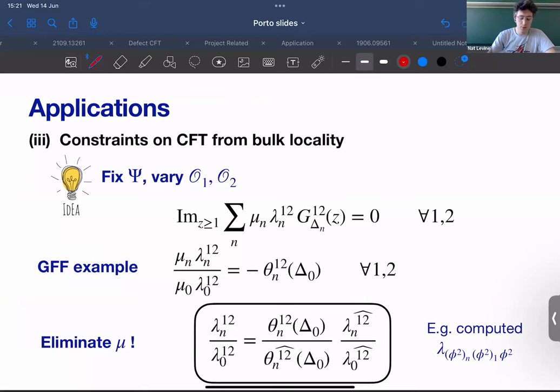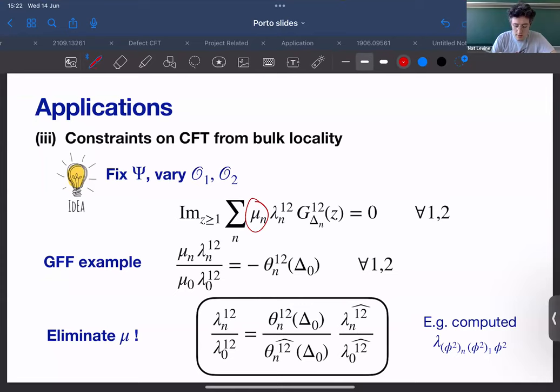So another application we considered is, rather than thinking about these sum rules as a recipe for bulk reconstruction, you can try and think of them as some constraints on the boundary CFT, right? So you can think that they're characterizing which CFTs can admit a local bulk. And so how can we see those constraints in the CFT? So the idea is to fix the bulk field, psi, and to vary the boundary operators. So that means with a fixed psi, the coefficients mu will be fixed. So they don't change. And now we change one and two. So these coefficients do change.